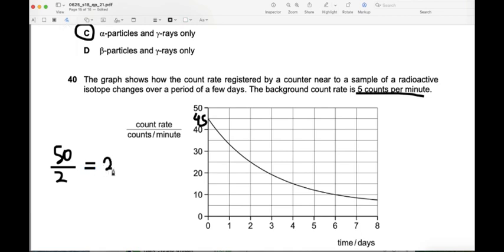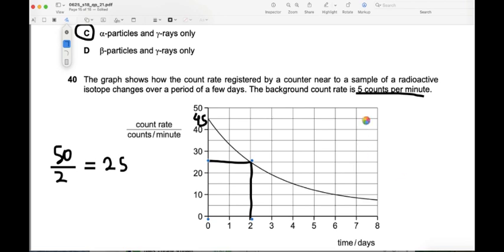Now on the count side, we trace it to the time side. So here's 25, because the answer is 25 for counts. Trace 25 to the graph, and then trace it down. Okay, 2 days. The time is in days. So the half-life is 2 days.